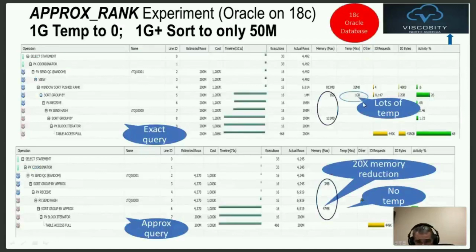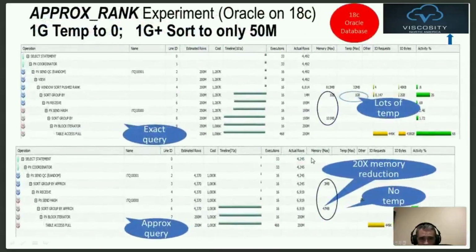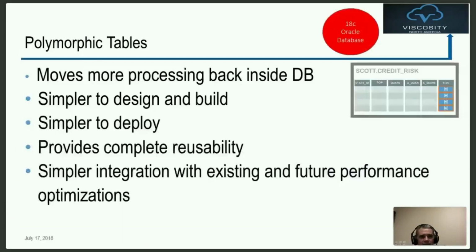Notice it's using a gig of temporary without the approximate, no temporary with the approximate. And then here, I'm using over a gig, about 1.1 gigs to sort, and that goes down to only 59. So I'm just using a lot less resources. Not only is it tremendously faster, but it's a lot less resources. So I get benefits in multiple places.